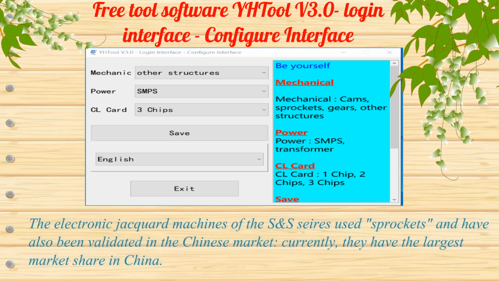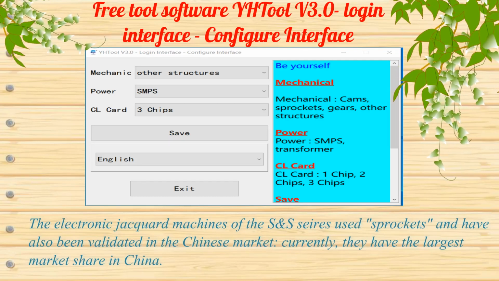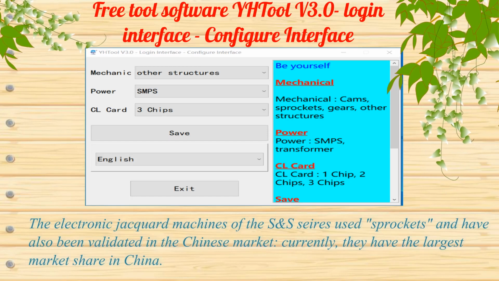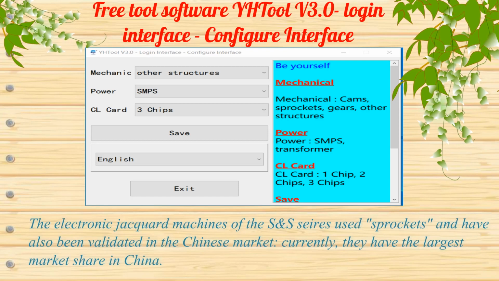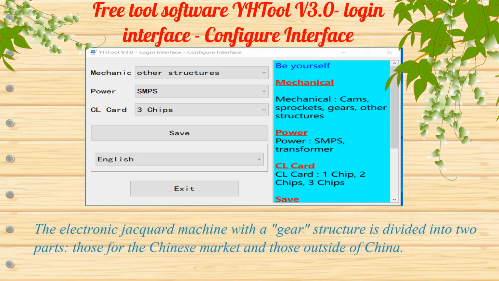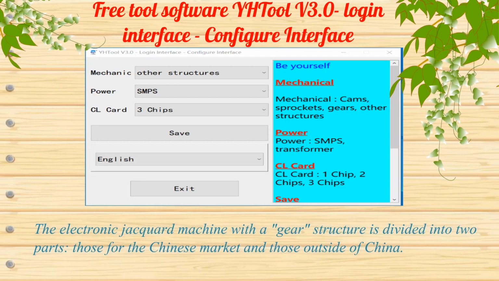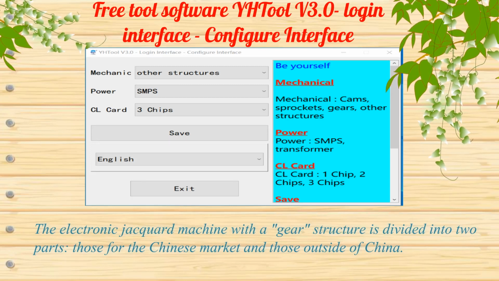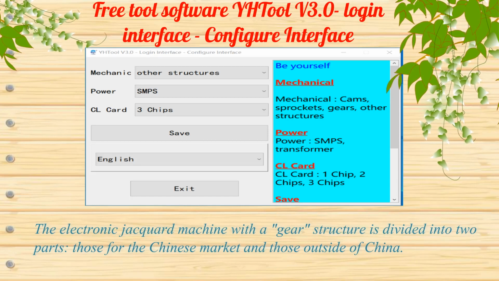The electronic Jacquard machines of the SS series used sprockets, and have also been validated in the Chinese market. Currently, they have the largest market share in China. The electronic Jacquard machine with a gear structure is divided into 2 parts, those for the Chinese market and those outside of China.